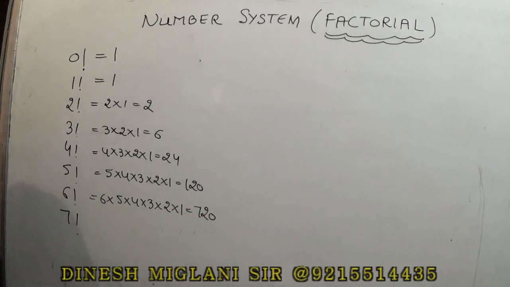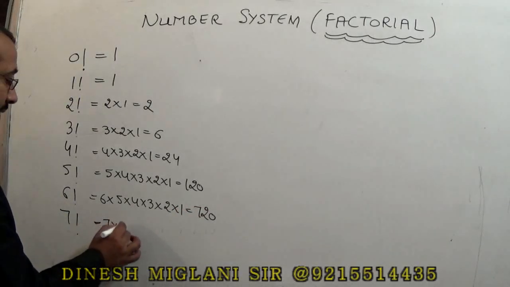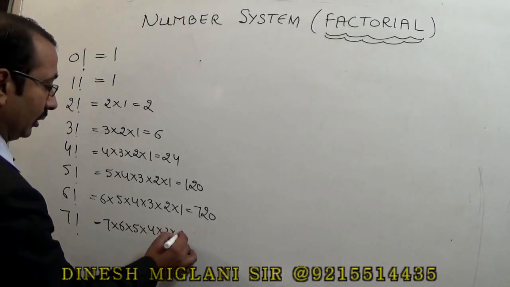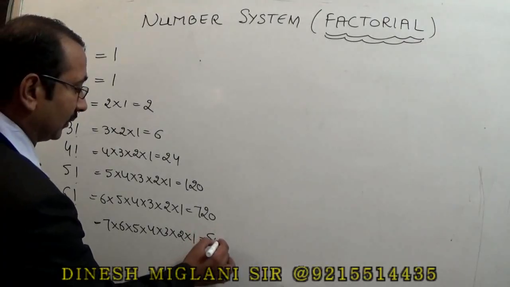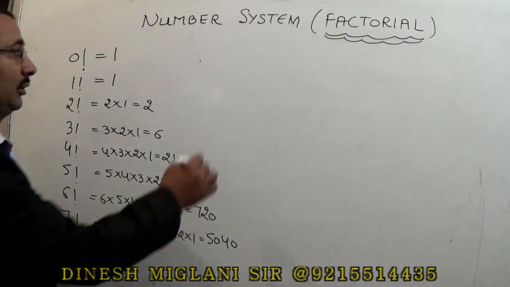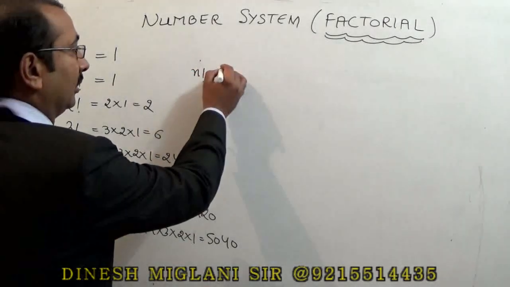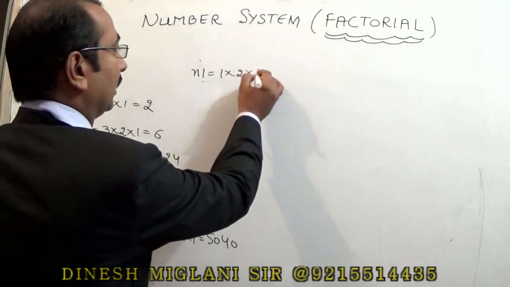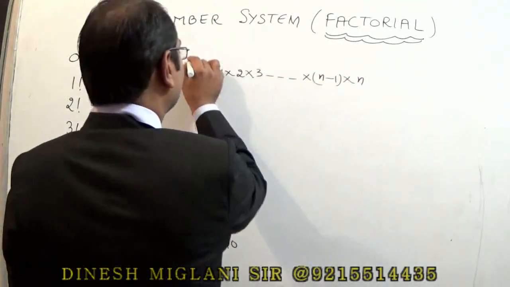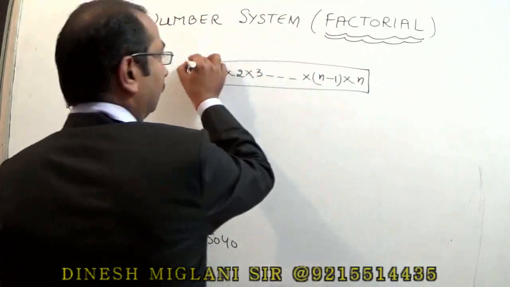And similarly, when you have to find 7 factorial, 7 into 6 into 5 into 4 into 3 into 2 into 1, so we take this value as 5040. These are some standard factorial values that are expected from your side to remember. Factorial simply means, suppose you have n factorial, it means 1 into 2 into 3, that goes up to multiplication of n minus 1 into n. This is known as factorial, right?